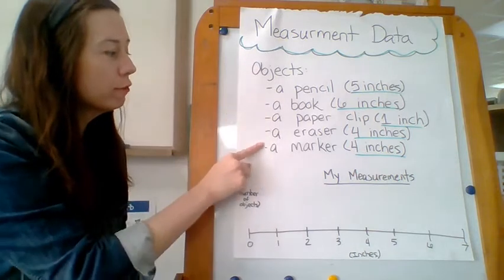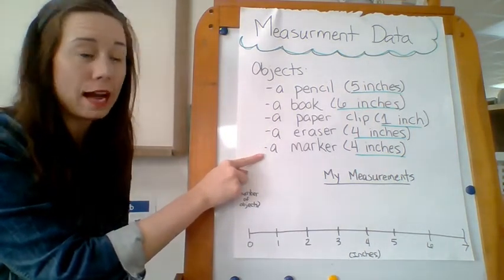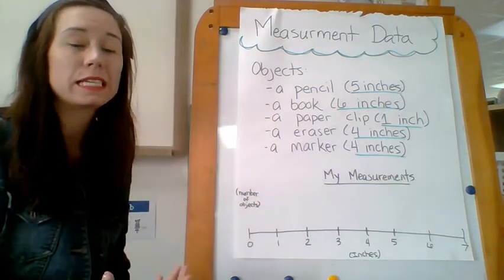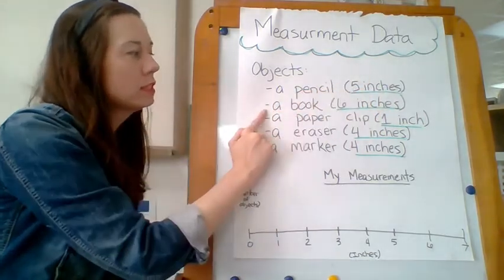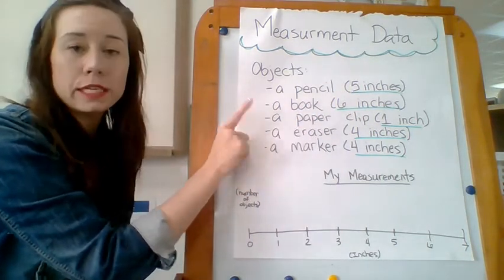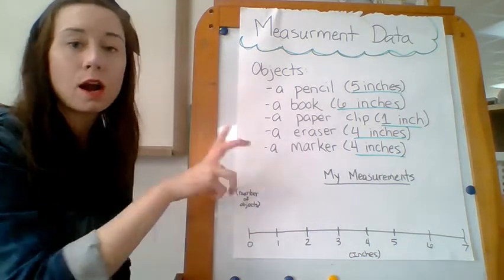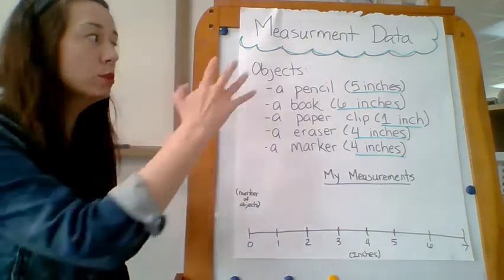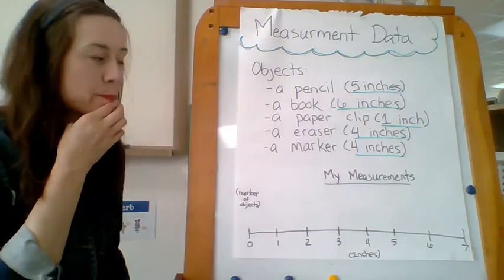So I have 5 objects here that I found in class, and I used a ruler to measure how big it was in inches. So a pencil is 5 inches, a book is 6 inches, a paper clip is 1 inch, an eraser and a marker are both 4 inches. So I'm going to use this data to help me with my line plot.